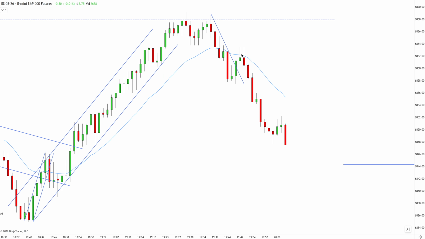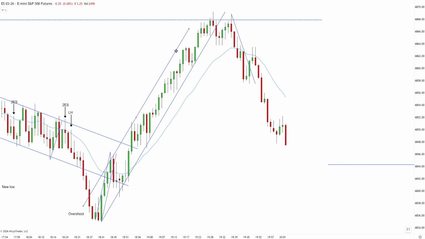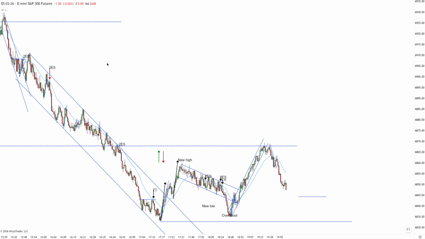I have a failed second entry long. It's a tempting trade, but you know, it kind of pushed a little bit too far down. And after such a significant leg up, I don't think I would sell failed second entry long. Although once again, you can see what is happening.